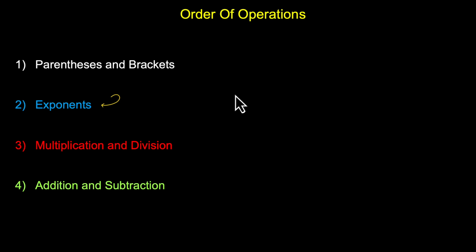Next, do exponents. This small number is called an exponent or power. So after simplifying any parentheses and brackets, the next priority is exponent. For example, in this problem, we have to simplify the exponent before addition. So 6 squared equals 36, and then 36 plus 10 equals 46. So first exponent, then other operation.